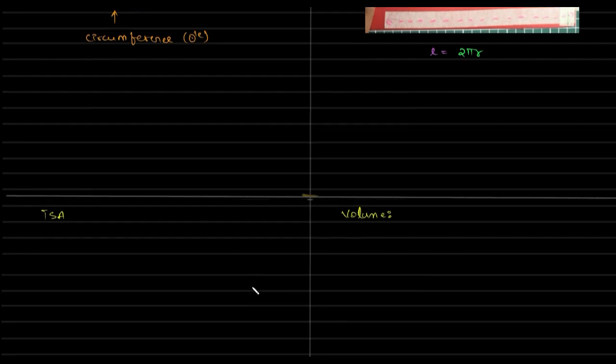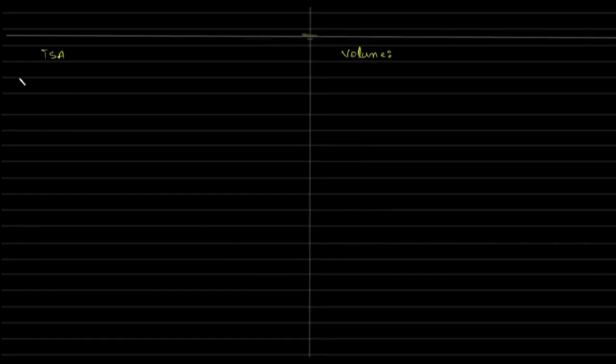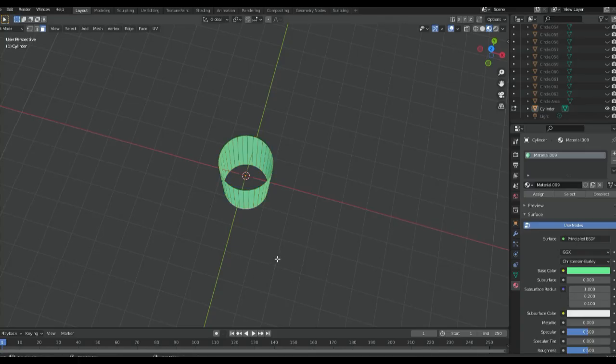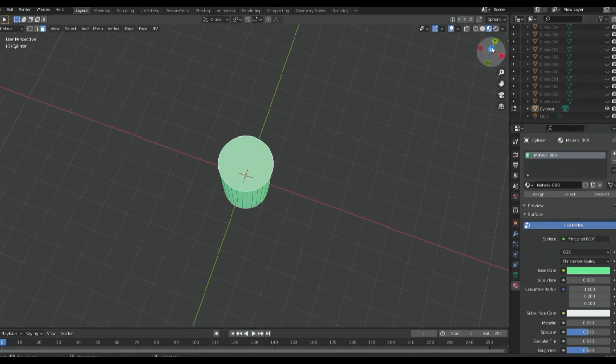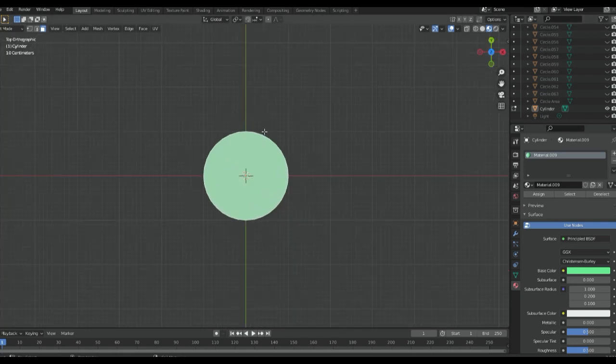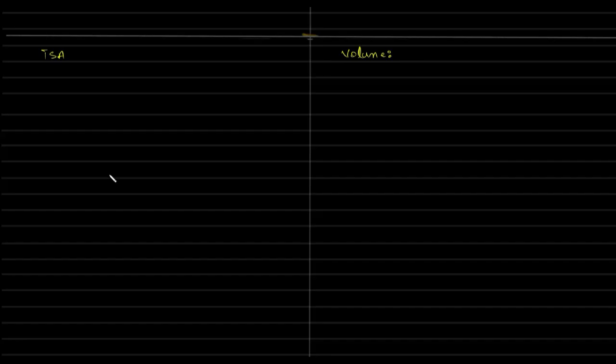Okay, now next is your total surface area. So what is the cylinder made up of? Quite simple. It's made up of a top and a bottom along with the curved surface area. So how does the top look like? Be honest. Whatever you see is what you have. Yes, it's a circle.